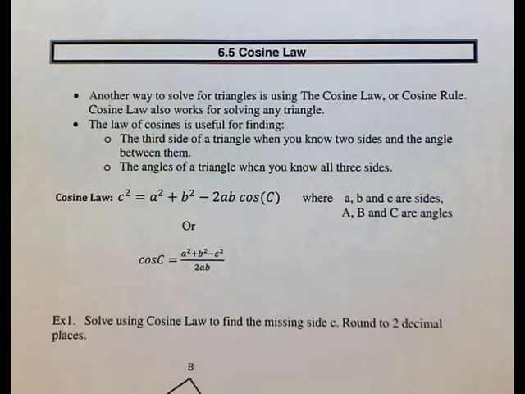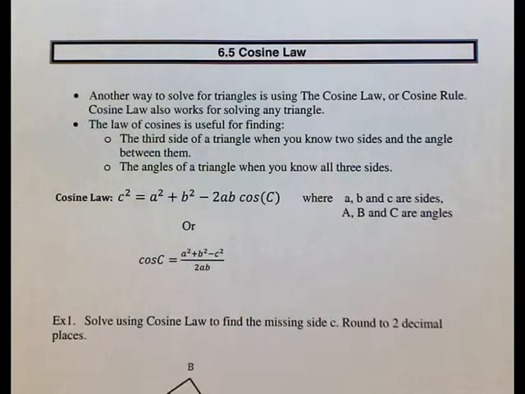6.5 Cosine Law. Another way to solve for triangles is using the cosine law, or cosine rule. Cosine law also works for solving any triangle, just like the sine law did. The law of cosines is useful for finding the third side of a triangle when you know two sides and the angle in between them.